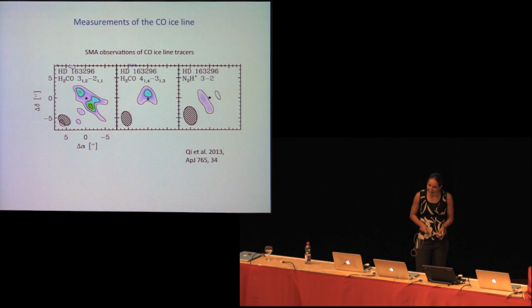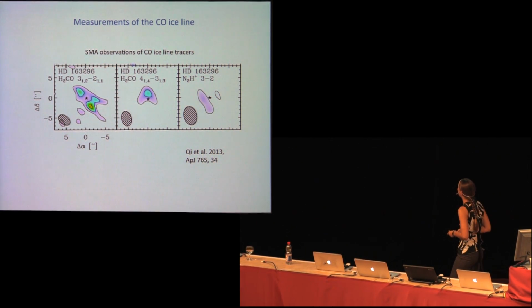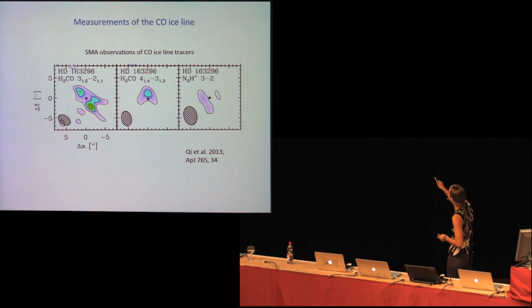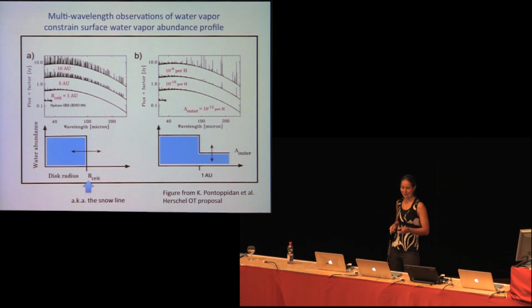These are actual data of some ice lines. As you can see, these are from the SMA, and you can see the hints of this kind of structure. But as you can see, we have a ways to go. And I can promise you that ALMA is going to come to the rescue very soon.